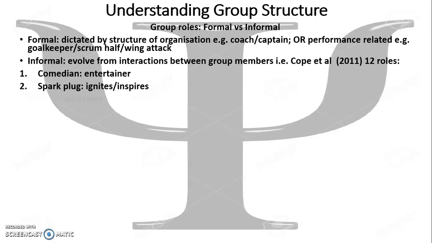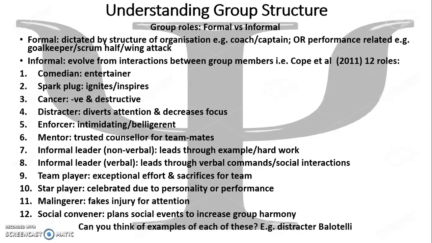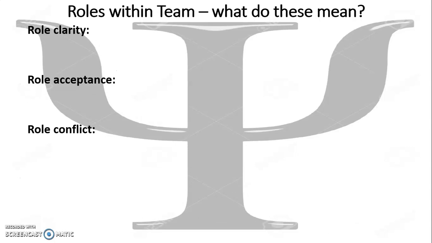Okay, and these are being identified as different types of people that you might get within the group. Okay, so just have a think of them. Can you think of any groups that you might be in that might have these types of people in? So I'm sure you do. Number 3 is obviously not the best one to have in any group. So what do you think these mean within a group?